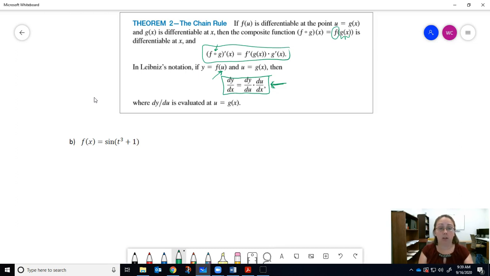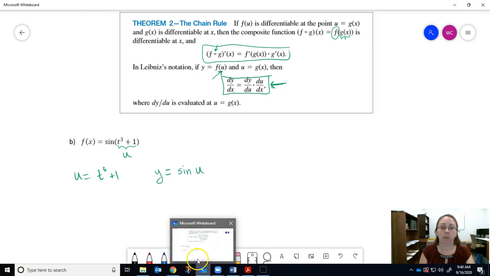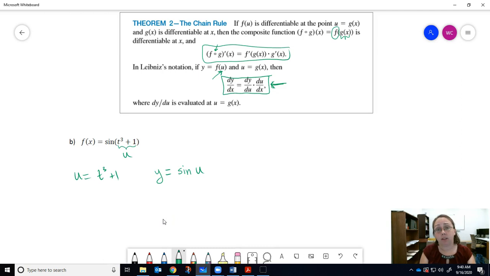All right, so again, you have to find the inner function and call that u. So inside, I see we have t cubed plus 1 inside of sine. The whole thing, t cubed plus 1, is inside of sine. So I'm going to call that u. So if we let u equal t cubed plus 1, then what does that mean our y is going to be? Remember, y is the original function with u plugged in. So that would be just sine of u. These are two functions that we know how to take the derivative of using our basic derivative formulas.